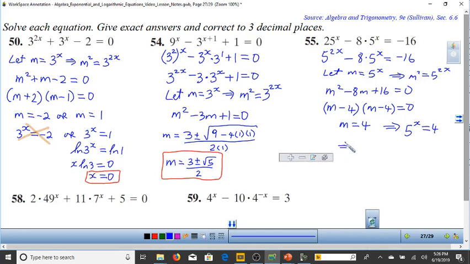And that would mean that if we take the natural log of both sides, you get ln of 5 to the x is equal to ln of 4, which means x ln 5 equals ln 4. And that leaves us with x is equal to ln 4 over ln 5. I will leave that as an exact answer. You can check the decimal version of that.